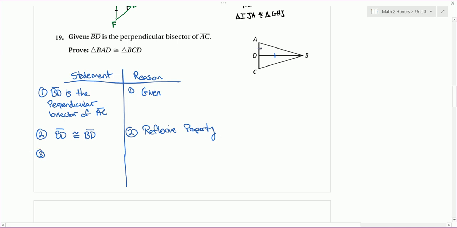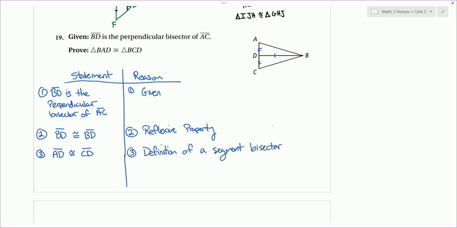We can also say that AD is congruent to DC because BD bisects AC. So definition of a bisector. A bisector means it actually cuts that in half, and so BD cuts AC in half. So D is that midpoint, so AD and DC are the same length.